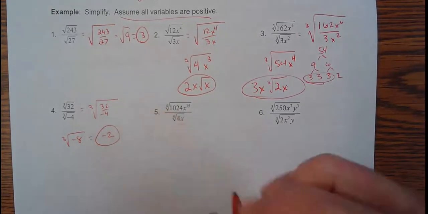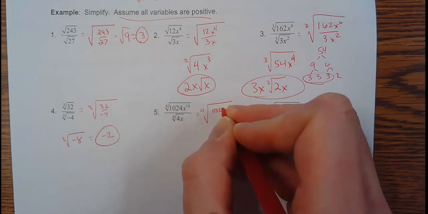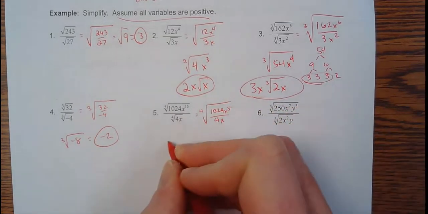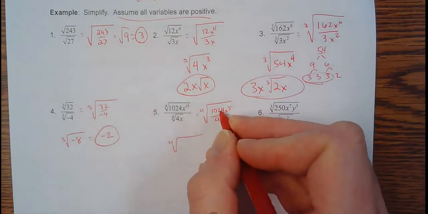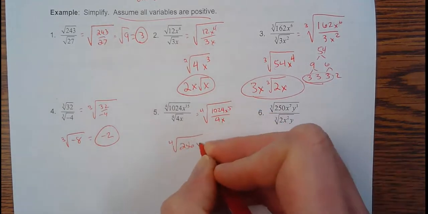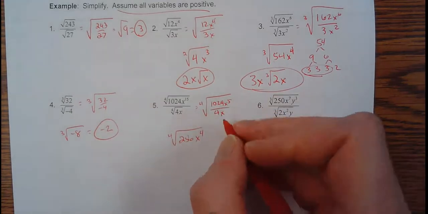Let's see here. So this guy, the 4th root of 1024x to the 5th over 4x. So this would be the 4th root of. So 1024 divided by 4 is 256. This would be x to the 4th. Let me simplify that. Now 256 just happens to be, which we can do the factor tree. Maybe we'll do the factor tree.